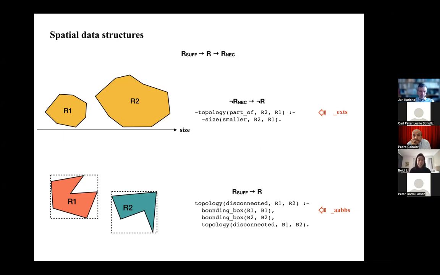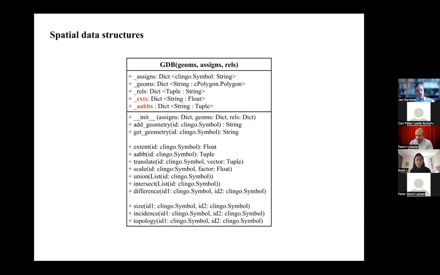And the second case is that when we know that the bounding boxes of two spatial regions are disconnected, then we know that necessarily the regions themselves are also disconnected. So in this case, the topology relation is also retrieved from this spatial data structure that is constructed on the fly, called AABBs. Extents and AABBs are attributes of the geometry database, which are shared attributes between the geometry database and the spatial propagator.